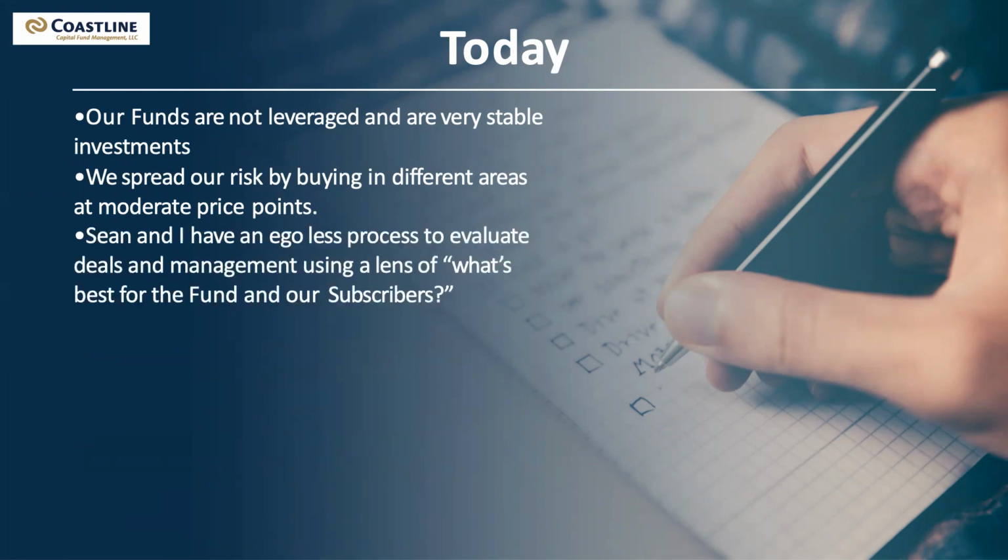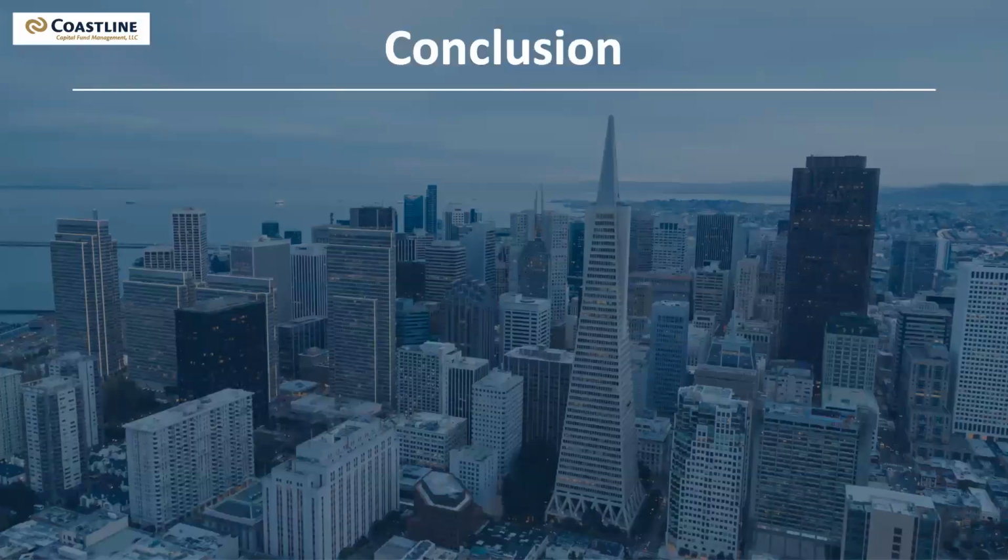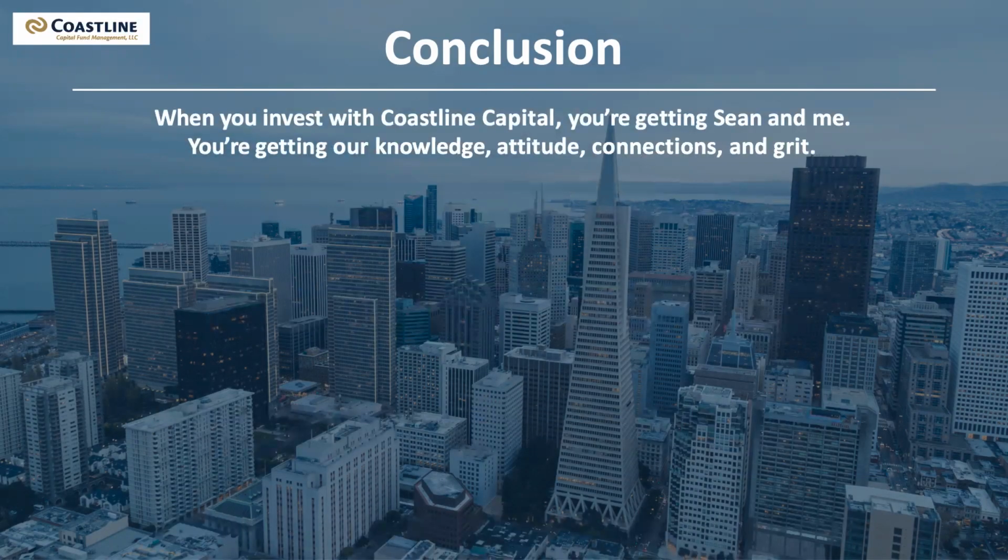Sean and I have developed a great process for making decisions. We start by asking what's best for the fund, then quickly and carefully review the different options. We listen to each other's opinions. It's easy to overlook something by yourself, not so easy when you have a partner that's going to challenge your thinking. It's another thing that gives us confidence that we're making the best decisions possible. So when it comes down to it, when you invest with Coastline Capital, you're getting Sean and me. You're getting our knowledge, attitude, connections, and grit.